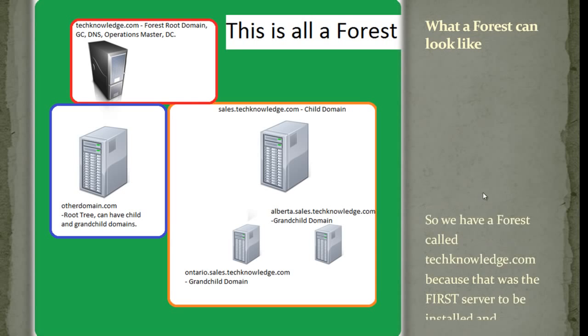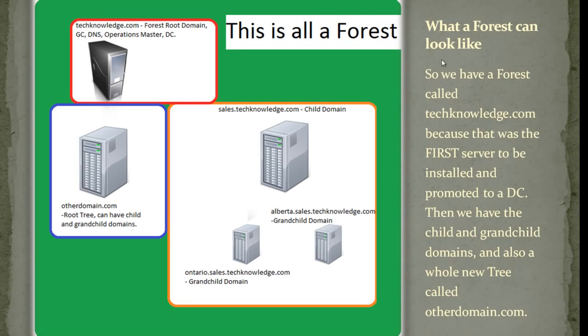Here I guess I should have brought this up: we have a forest called technology.com because that was the first server to be installed and promoted to a domain controller, and then we have the child and grandchild domains, and also a whole new tree called otherdomain.com. We're going to get into all that. Our first domain controller will be called technology.com, our first child is going to be sales.technology.com, and then we're going to set up a trust for otherdomain.com. But that's going to be in a couple of videos.